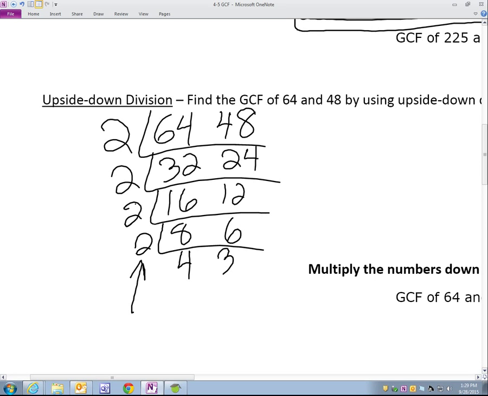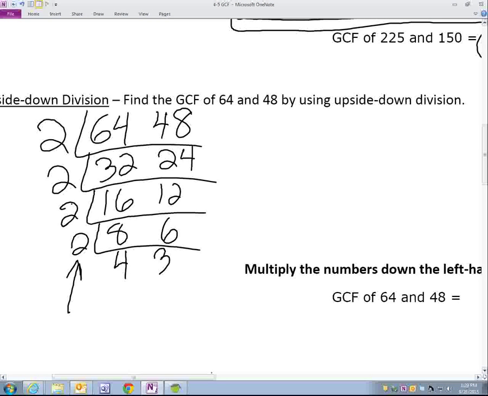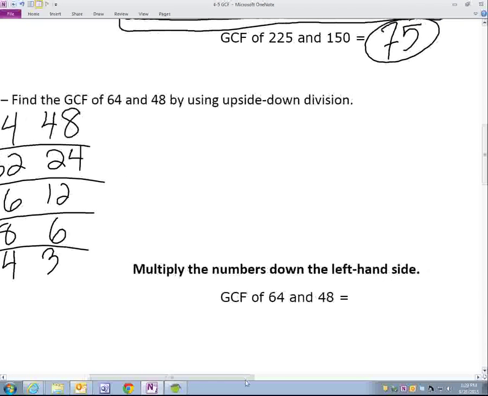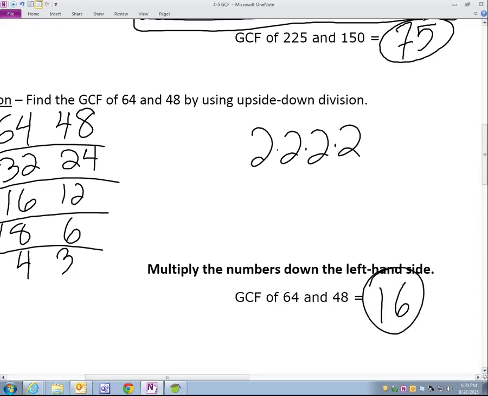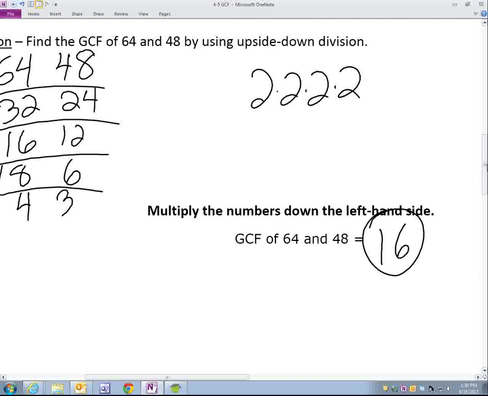So we have the ladder method and, what's that, pyramid method? Now we are going to use the left side only. We're going to use the left side only, and it says multiply the numbers down the left-hand side. So down the left-hand side, we have 2 times 2 times 2 times 2, which is going to be 16. 2 times 2 times 2 times 2, which is 16. We can highlight this one as well.